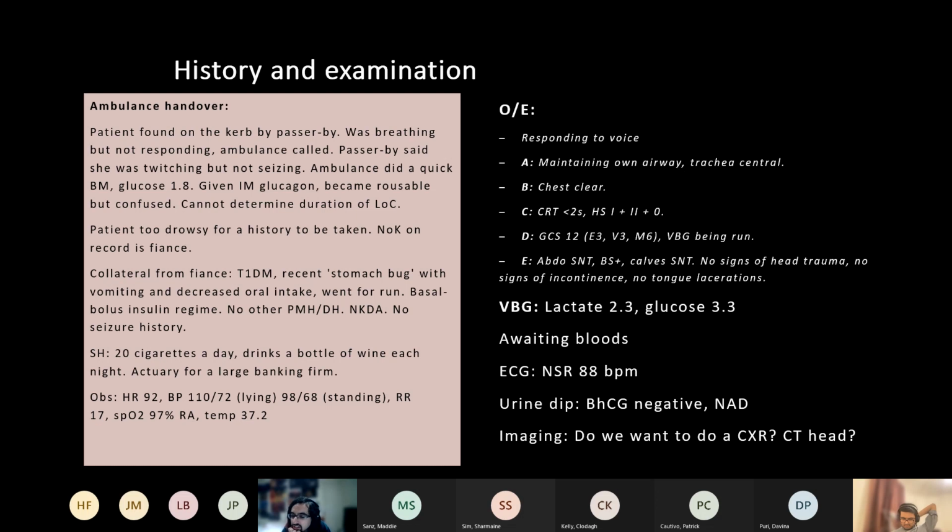Any reason for us to do a chest X-ray? It's not a trick question. Yeah, I agree with Jessica. Can't see a reason. There are some people who like to be thorough, but it's unnecessary radiation, especially in a 32-year-old. You don't want to do that. Do we want a CT head in this lady?